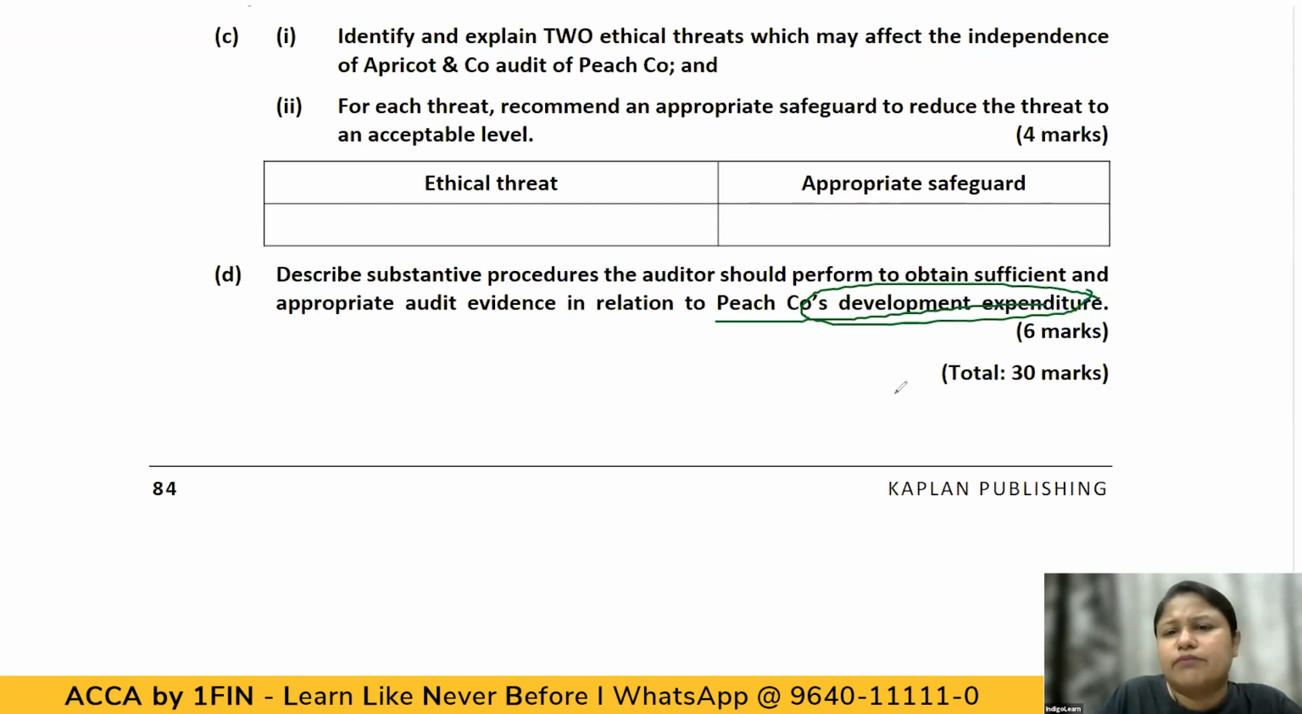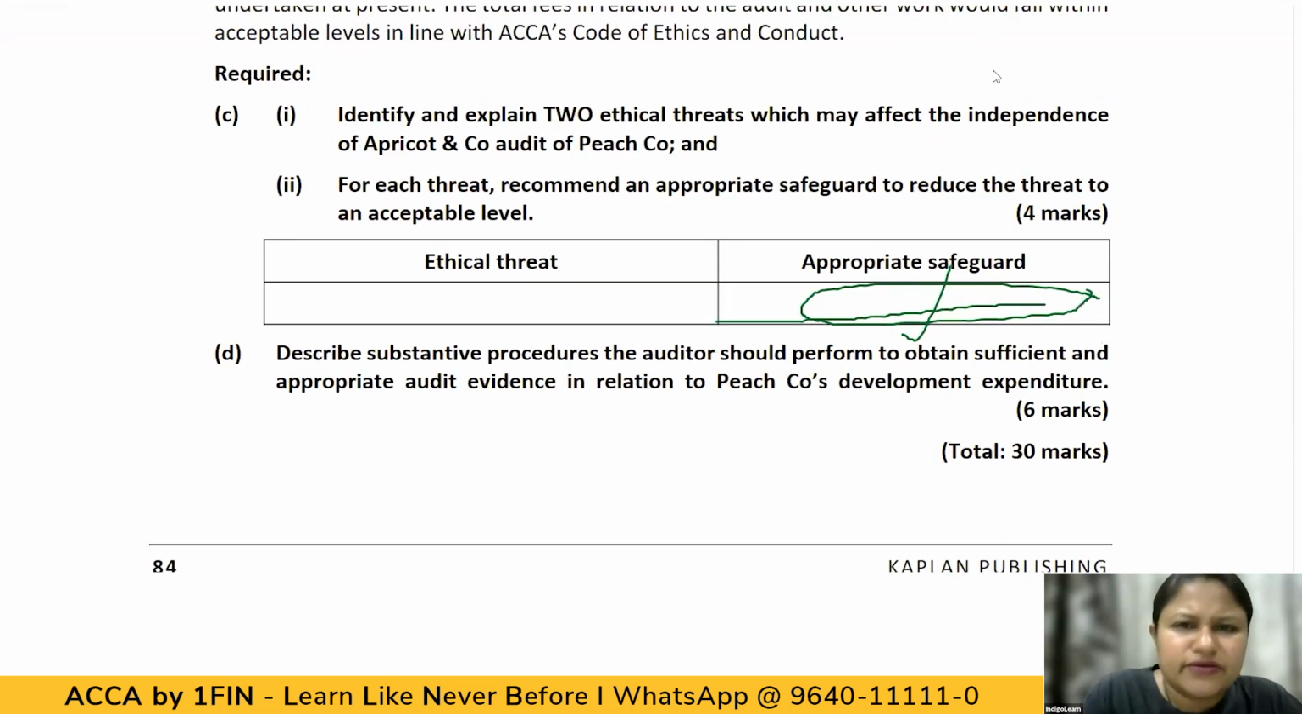And if it talks about the development of a new production process and all, then you have to be very careful. See, once again, it is development expenditure. So I think development expenditure is basically about what they have developed here.